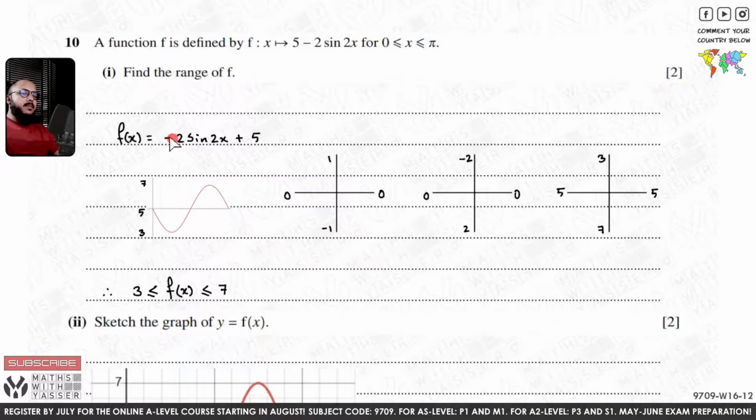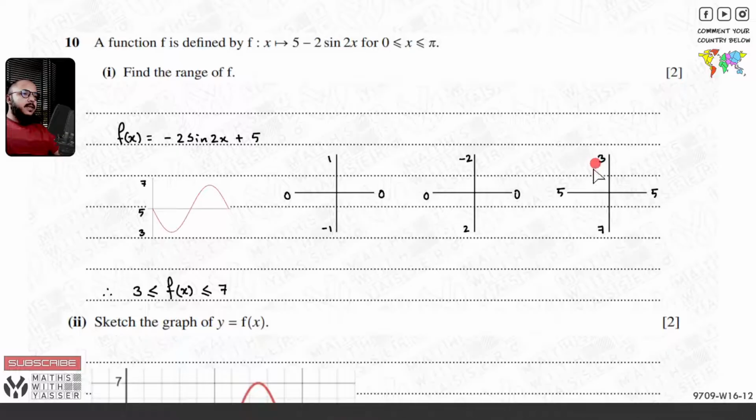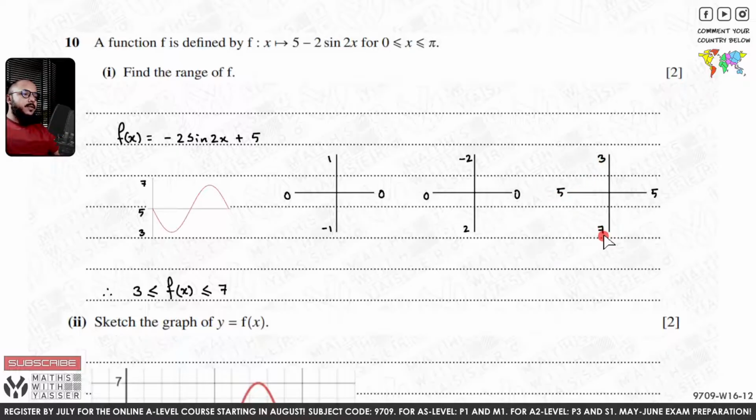Now let's deal with the amplitude first. So if I multiply -2 with these 4 values, I get 0, -2, 0, and +2. Now we need to add the 5 with all these 4 values. So it will be 5, 5 minus 2 is positive 3, this will be 5, and this will be 5 plus 2 is 7. So the range must lie between 3 and 7.